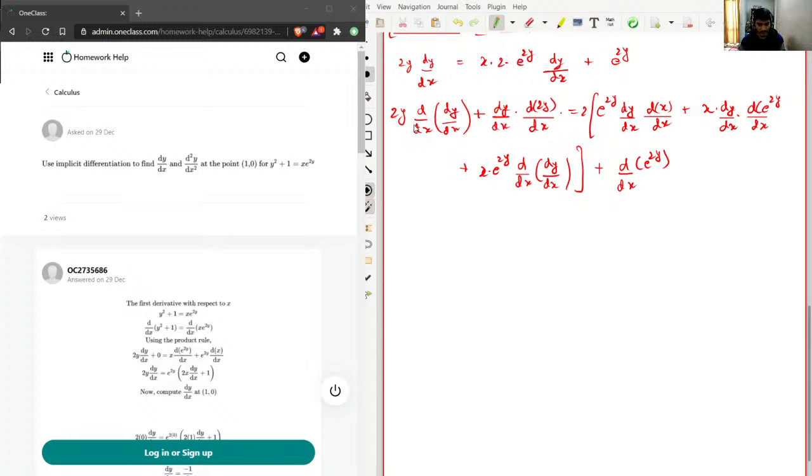Now I'll start with the differentiation process. So this is 2y, this will become d square y by dx square.